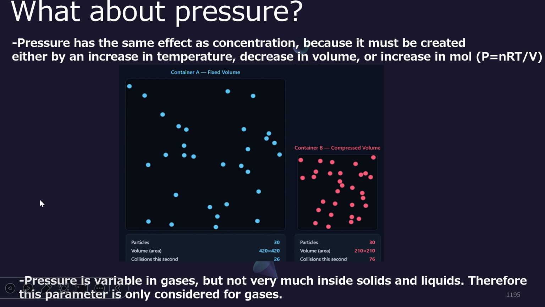So pressure has the same effects as concentration basically. If you increase pressure, increase rate. Decrease pressure, decrease rate. But this really only applies when gases are involved. If you look at the bottom point here, pressure is variable in gases, but not very much inside solids and liquids. Therefore, this parameter is only considered for gases. It can still be considered if you have a gas reacting with a solid or a liquid, like at the surface. But if you have liquid on a solid, we won't be considering pressure, for example.